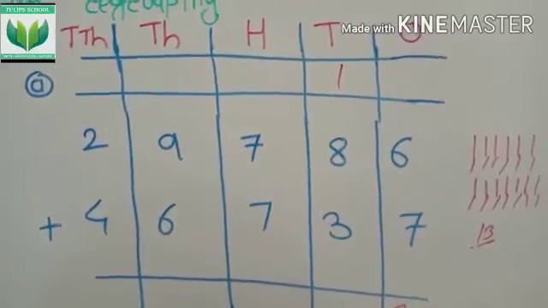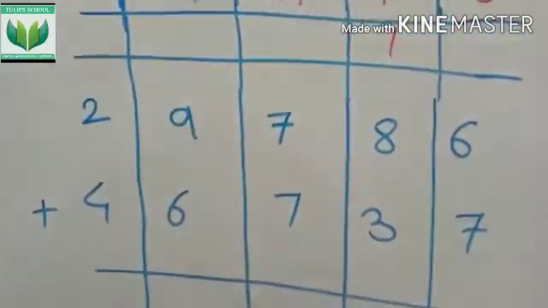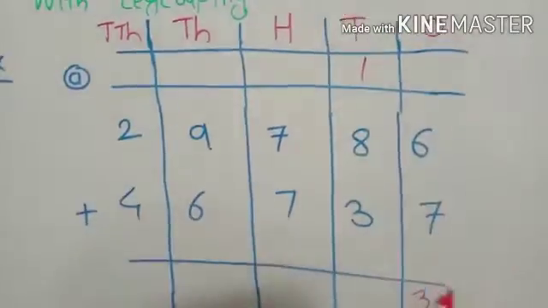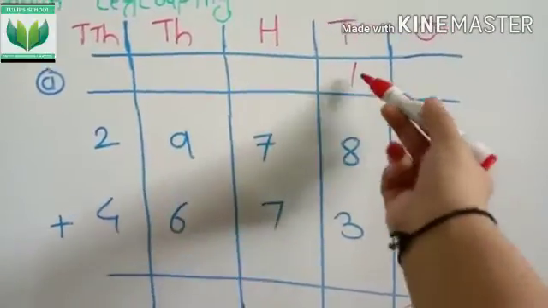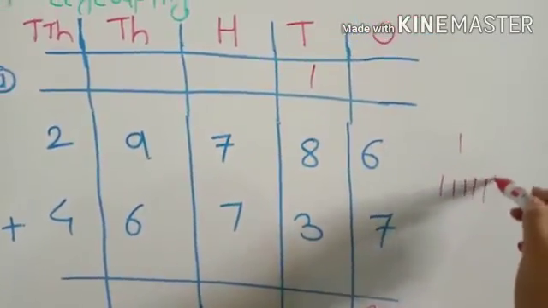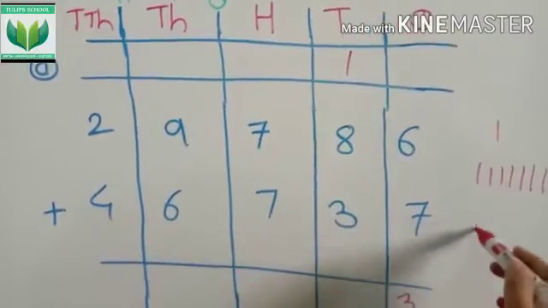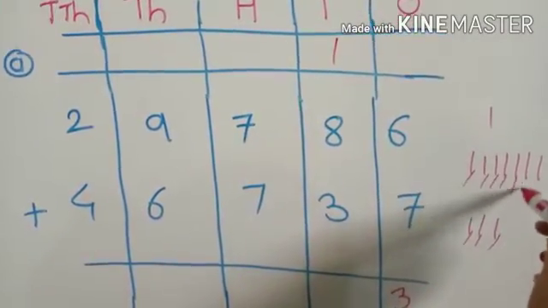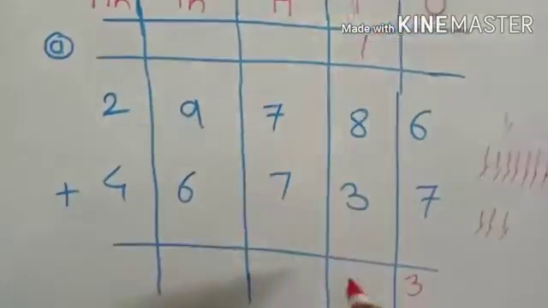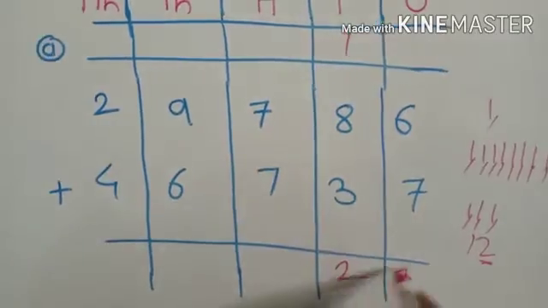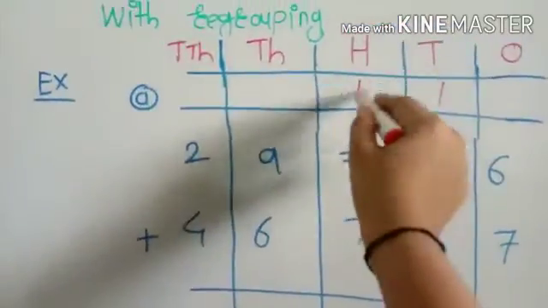Okay. Now do the next one. Tens place we have to solve now, once we have already solved the ones place. Now here, 1, 2, 3, 4, 5, 6, 7, 8, 9, 10, 11, 12. 12. Ones place we have to write downside and the tens place we have to write the carry.